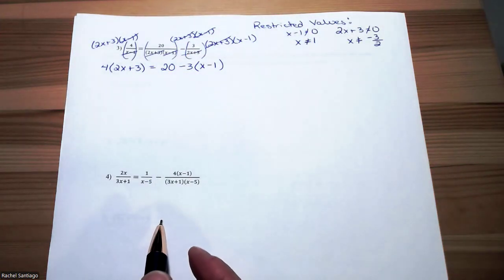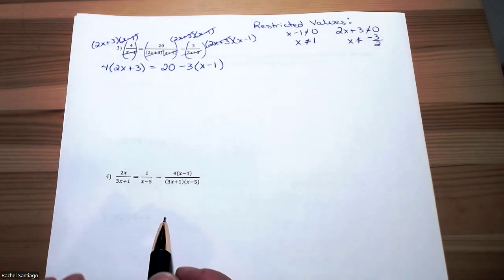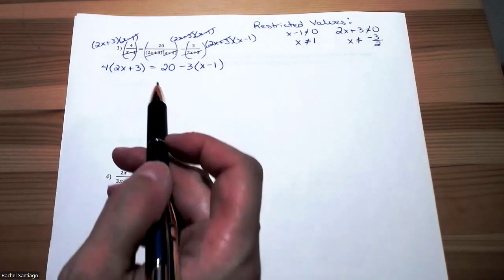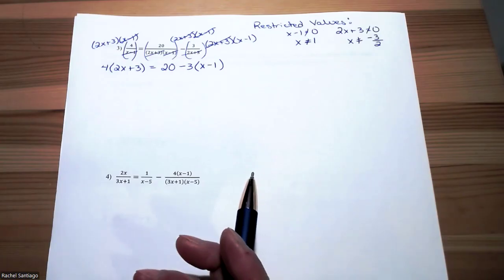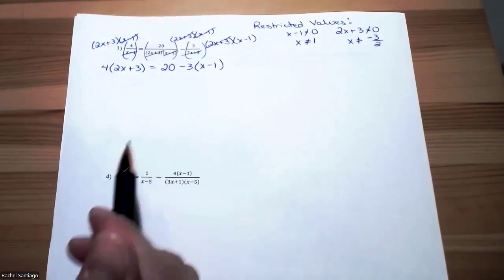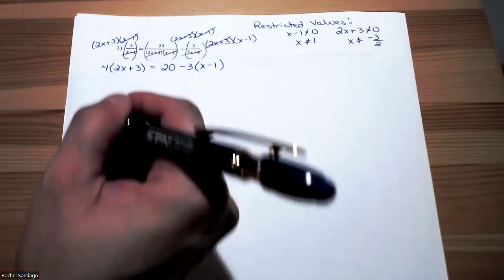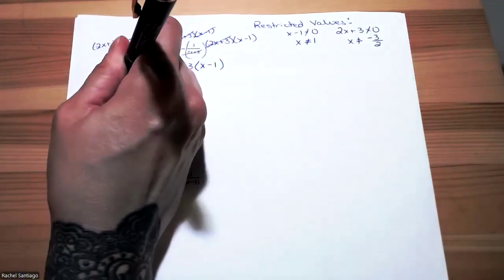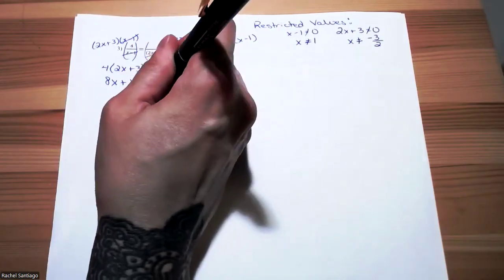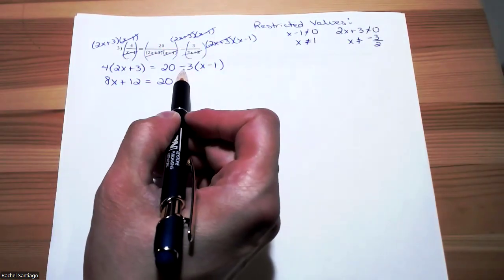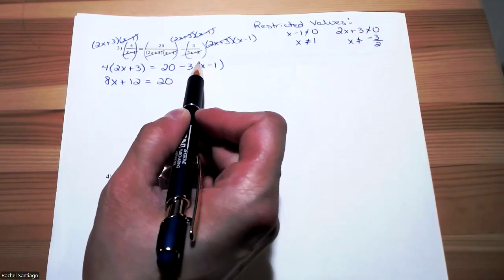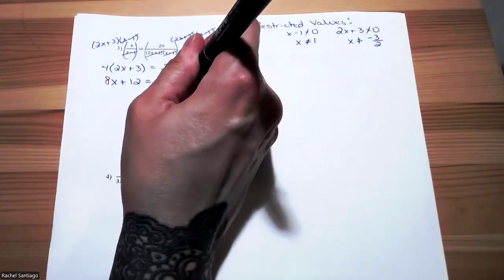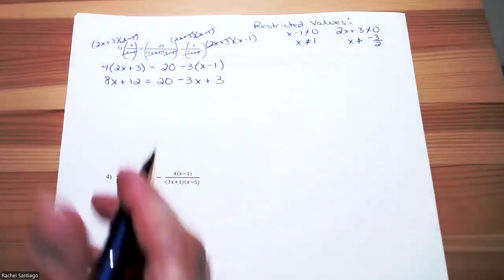That is fantastic. Notice we don't have any powers of 2, and when we distribute, we won't have a quadratic equation. This is simply linear, which is going to be really, really nice. Let's go ahead and distribute. That gives us 8x plus 12 is equal to 20. Be careful, distribute the negative with the 3. So that becomes negative 3x plus 3.